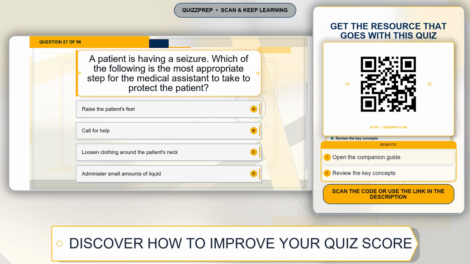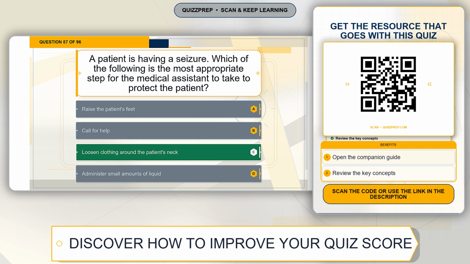Which of the following is the most appropriate step for the medical assistant to take to protect the patient? Option A, raise the patient's feet. Option B, call for help. Option C, loosen clothing around the patient's neck. Option D, administer small amounts of liquid. The correct answer is option C, loosen clothing around the patient's neck.